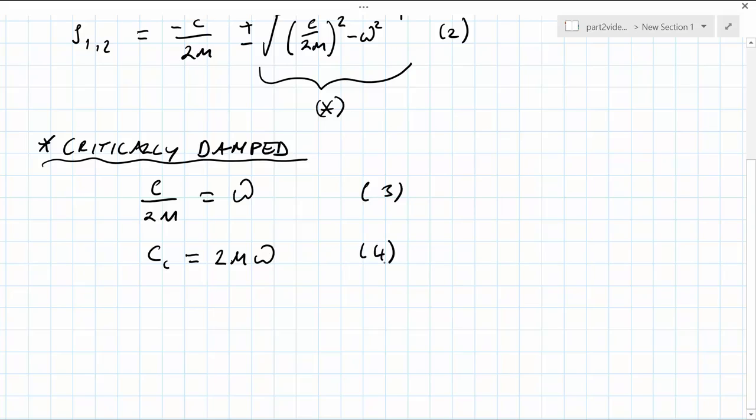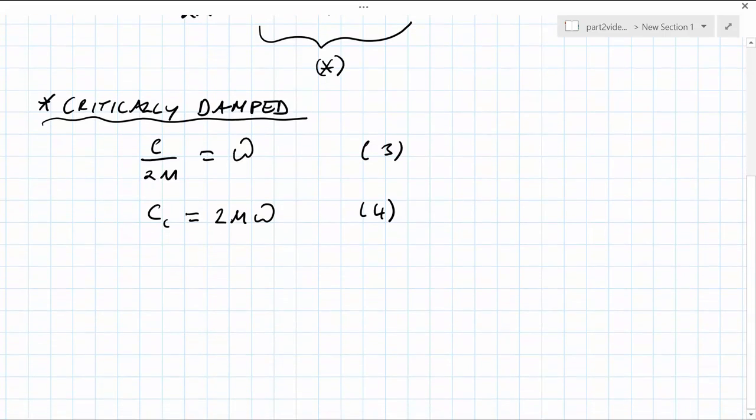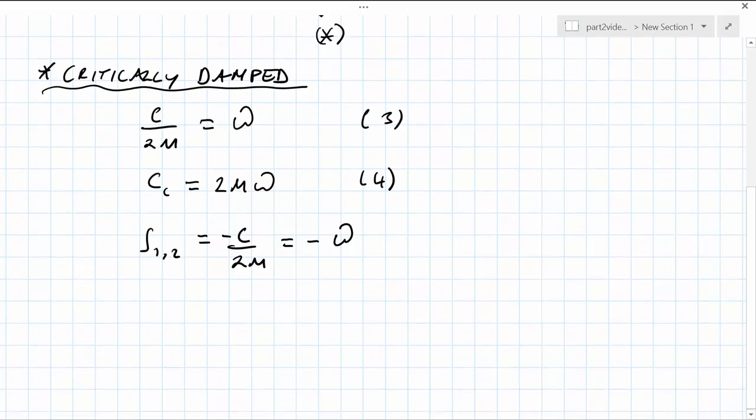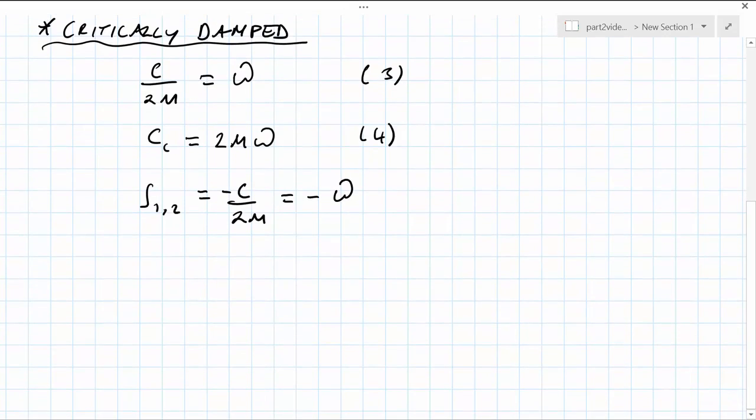If we substitute equation 3 into equation 2, we find that it has the solutions S1 and S2 equal to minus c over 2m, which is equal to minus omega. This gives a solution for S1 and S2 with real repeated roots.